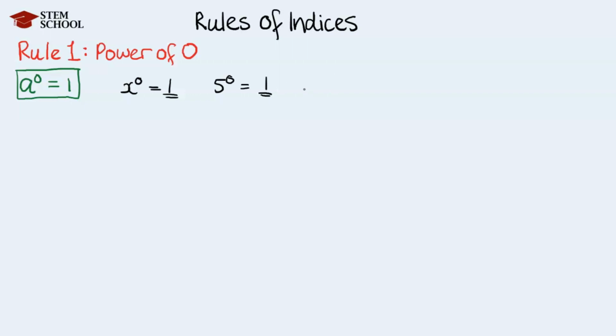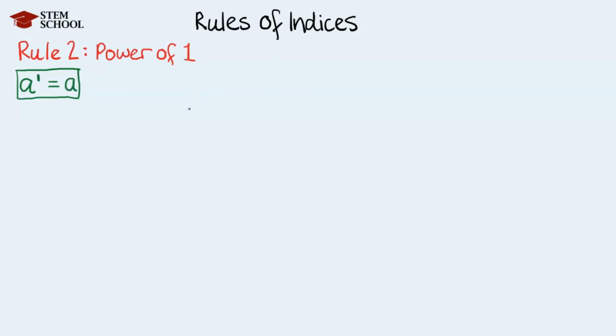Now, let's make it a little bit more complicated. Let's add a number in front of the base. Let's try 6x to the power of 0. As I said before, the power only affects the base, so this should be read as 6 multiplied by x to the power of 0. And x to the power of 0 is simply 1, so 6 times 1 is equal to 6. And there we have it.